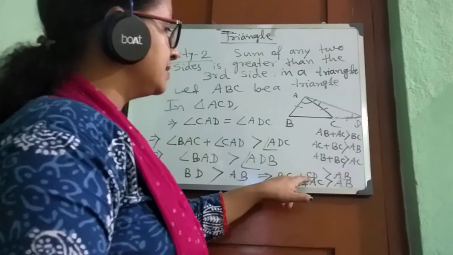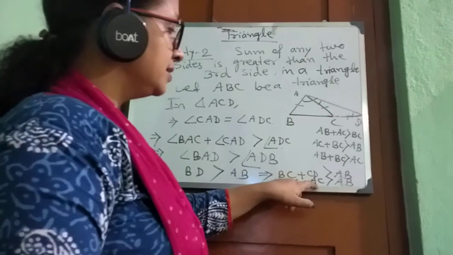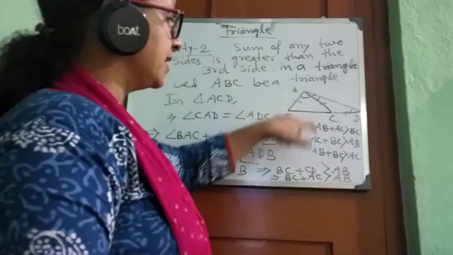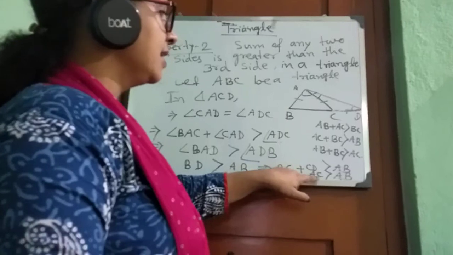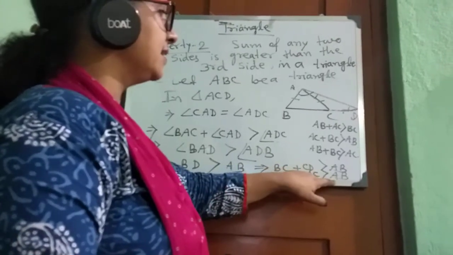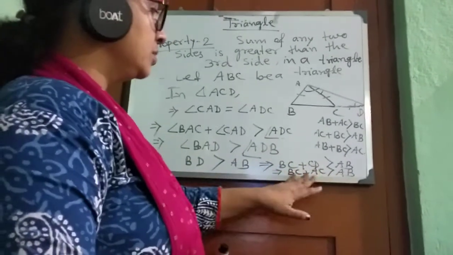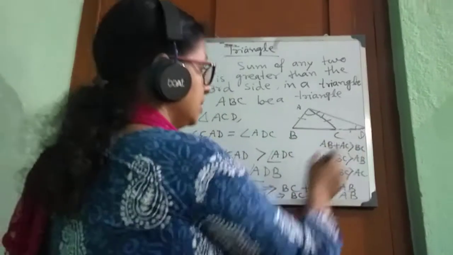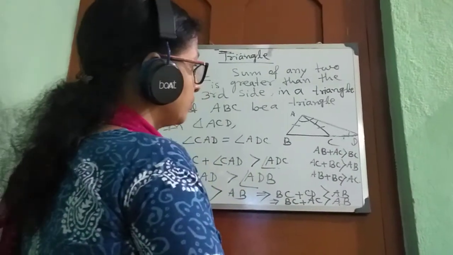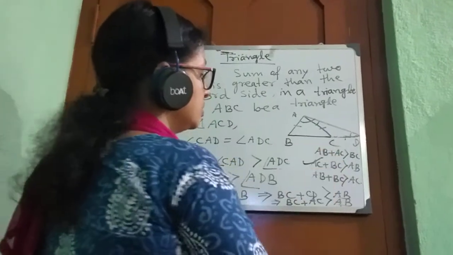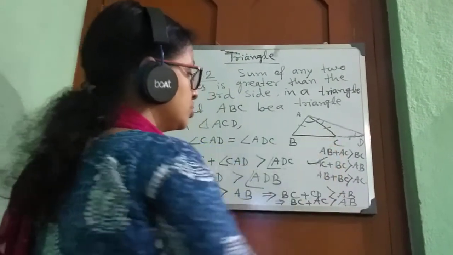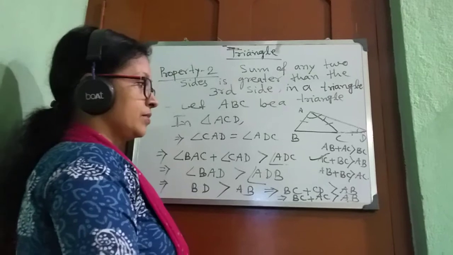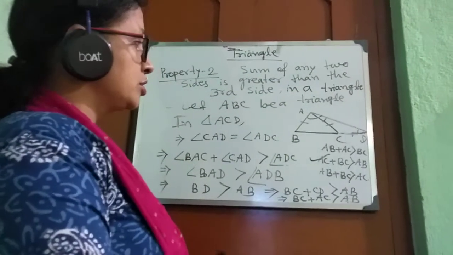And CD is drawn equal to AC. That's why in place of CD I can write AC. Now BC plus AC is greater than AB. So this is the proof. See, one property is proved. Similarly, these two can also be proved. So we can say it is proved in this way.